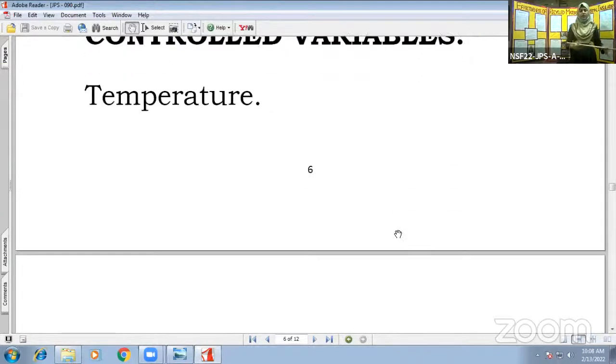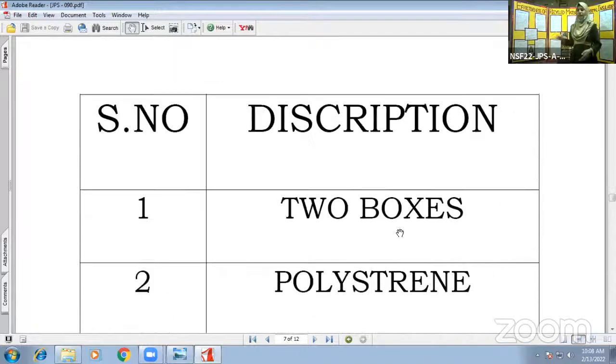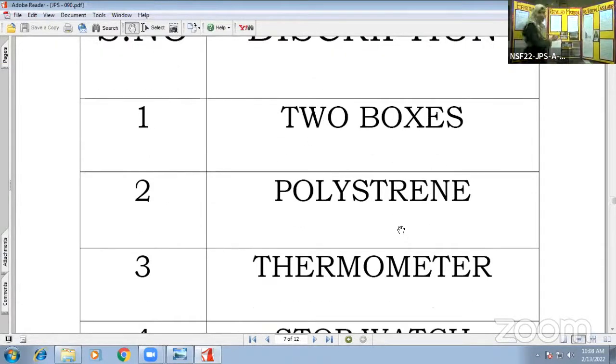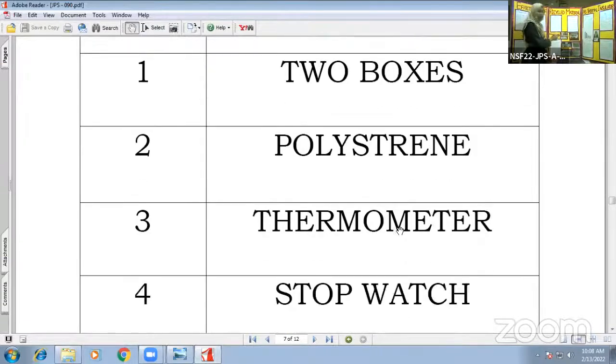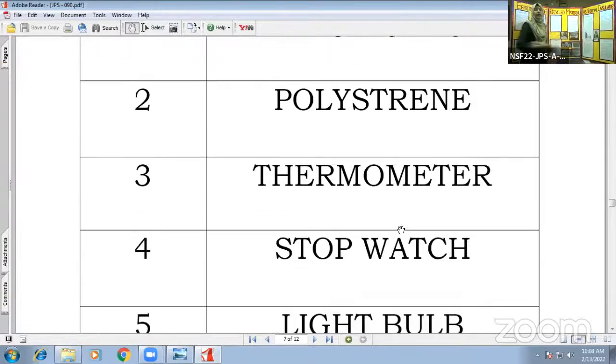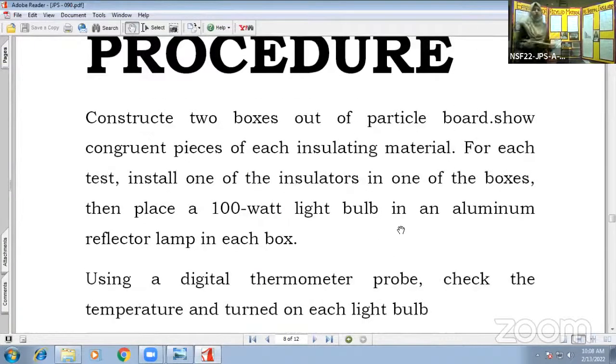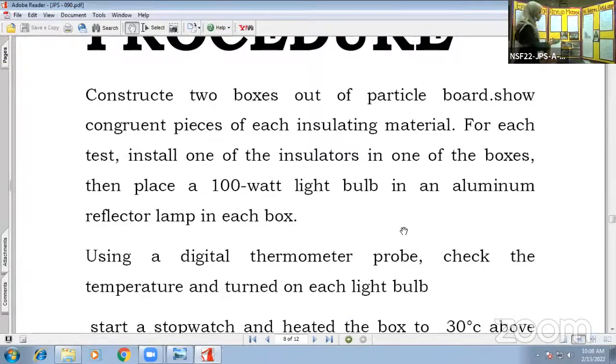To check my hypothesis, I collected some materials. I took 5 boxes and 5 recycled materials: cellulose, fiberglass, wood shaving, bubble wrap, and foam, a digital thermometer, a stopwatch, and a bulb. I constructed 5 boxes out of thick board, one for each of the insulators. I placed one of the insulators in each box. I placed a 100 watt light bulb in an aluminum reflector lamp.